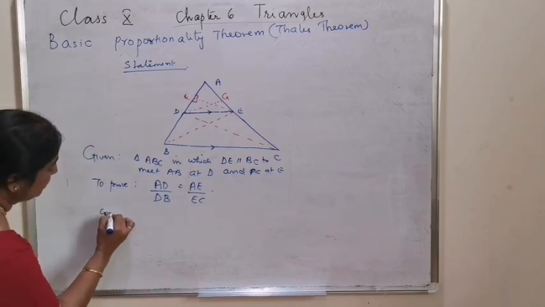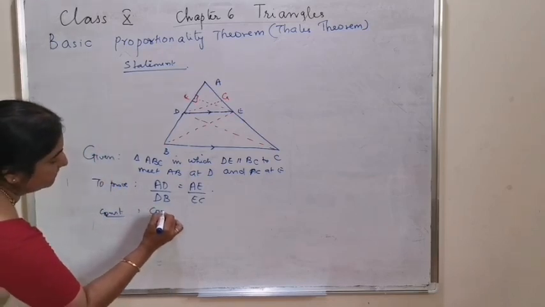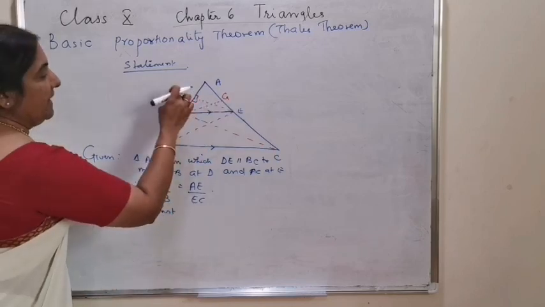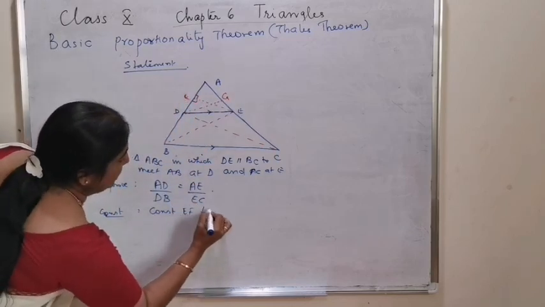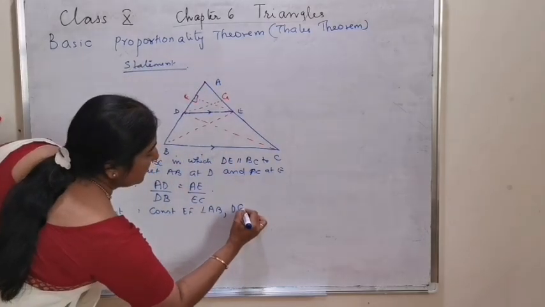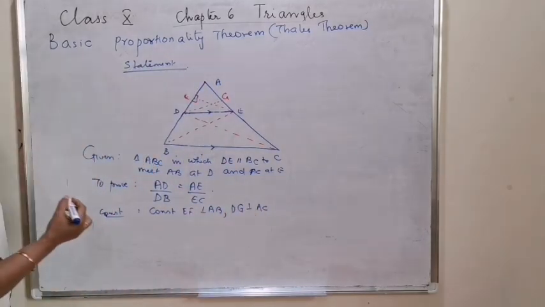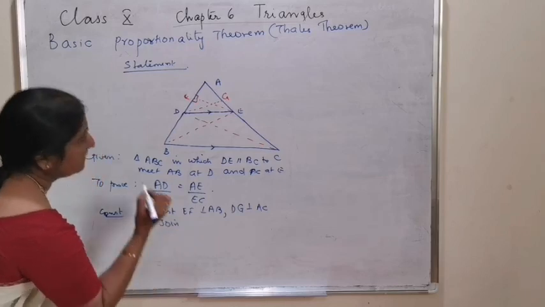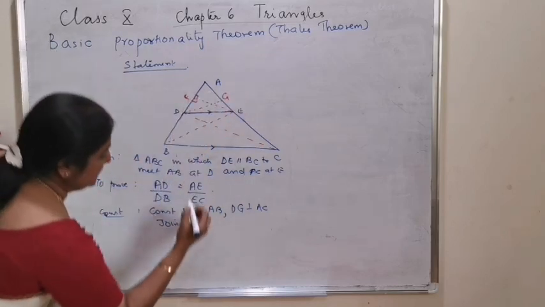Construct EF perpendicular to AB, DG perpendicular to AC, and join CD and BE.